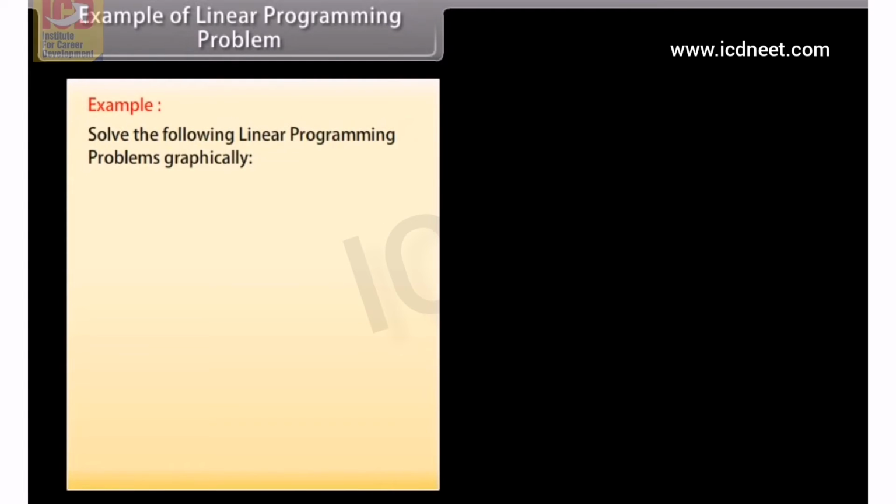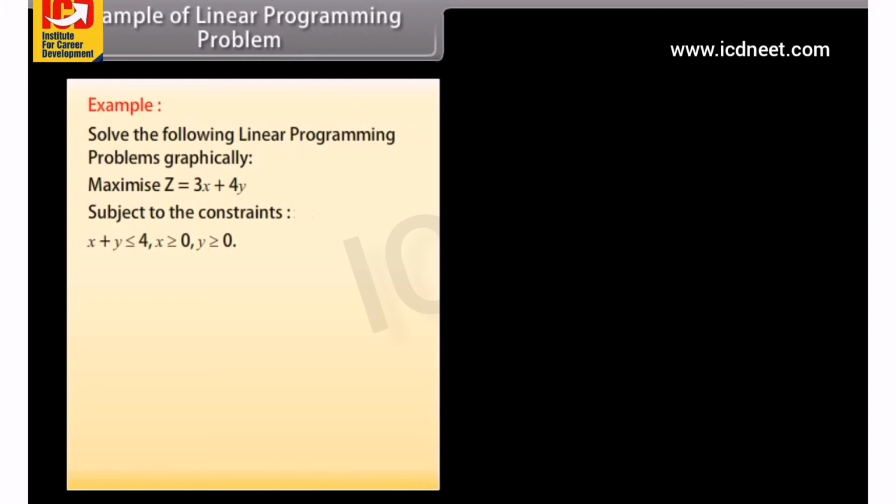Example of linear programming problem. Example. Solve the following linear programming problem graphically. Maximize z = 3x + 4y, subject to the constraints x + y ≤ 4, x ≥ 0, y ≥ 0.